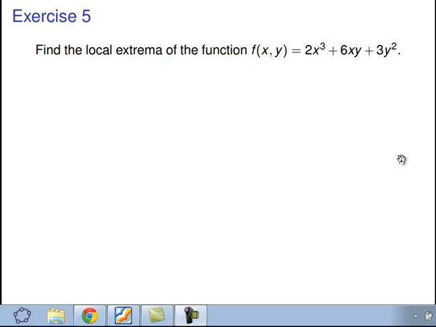Hi again. This is the third video. It covers exercise 5 from section 2.5. And this time we're finding the local extrema of the function 2x cubed plus 6xy plus 3y squared.